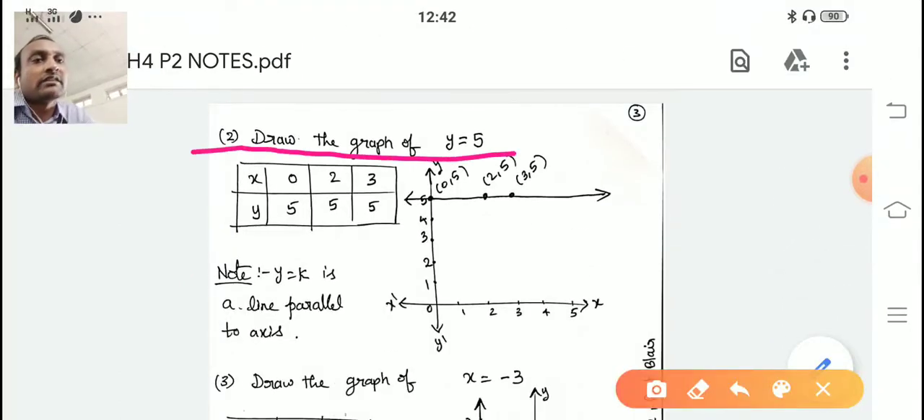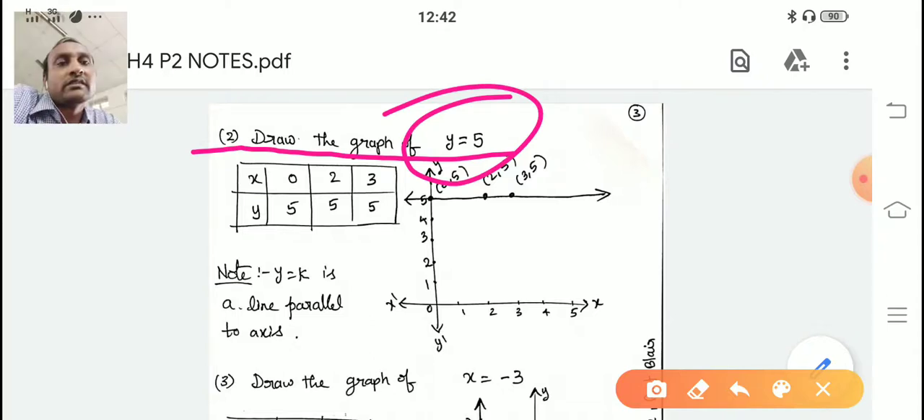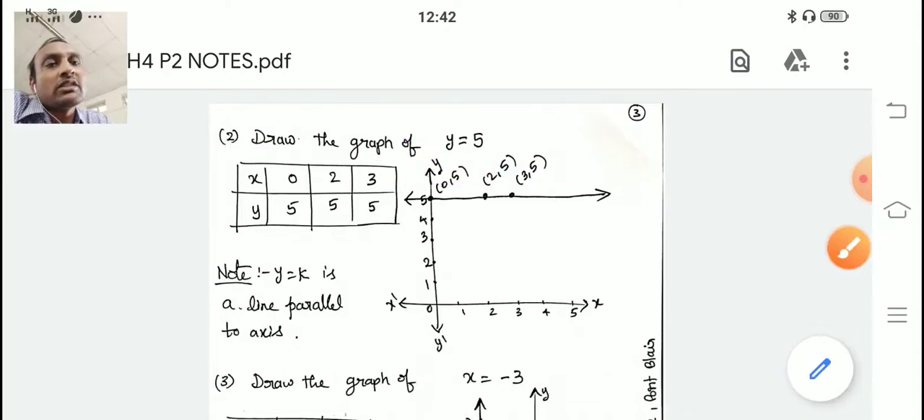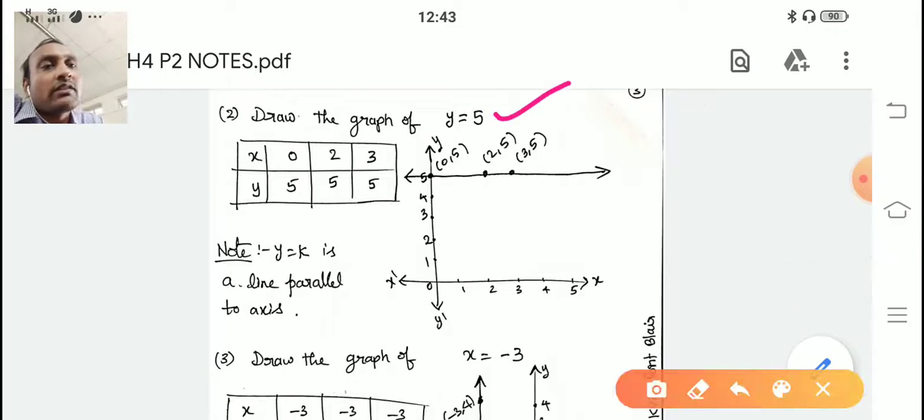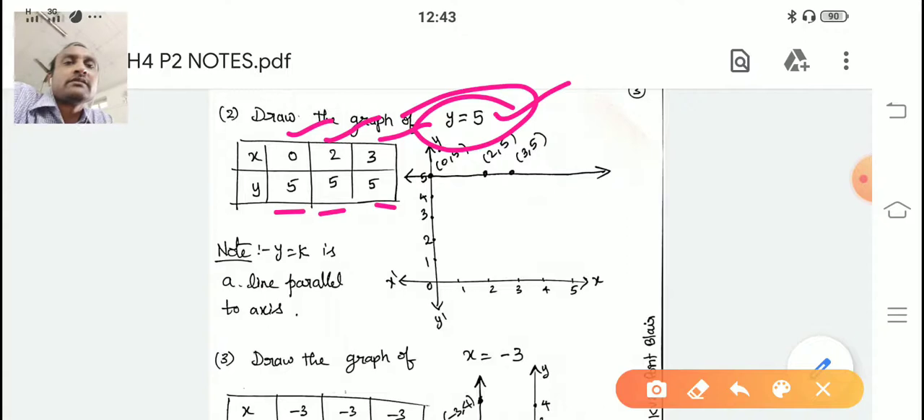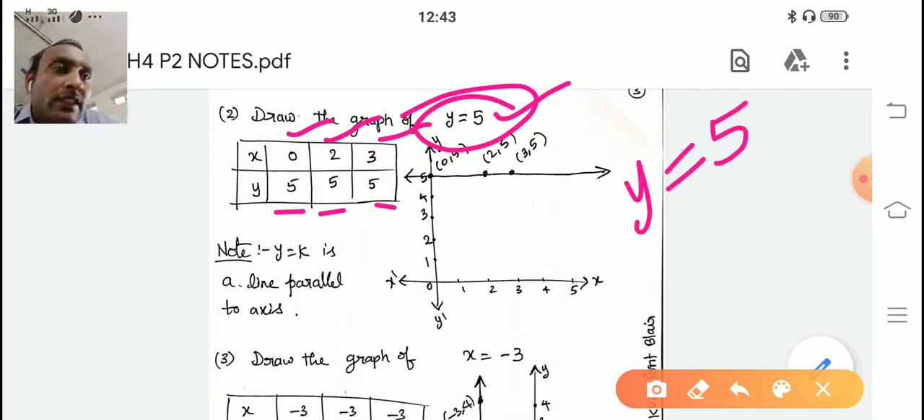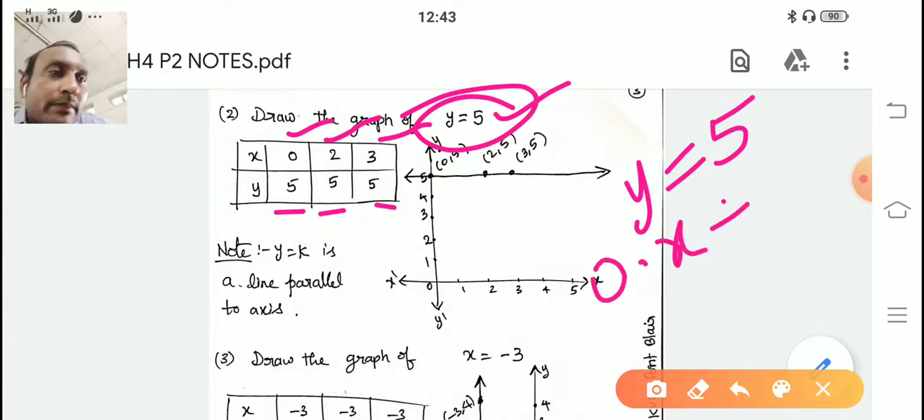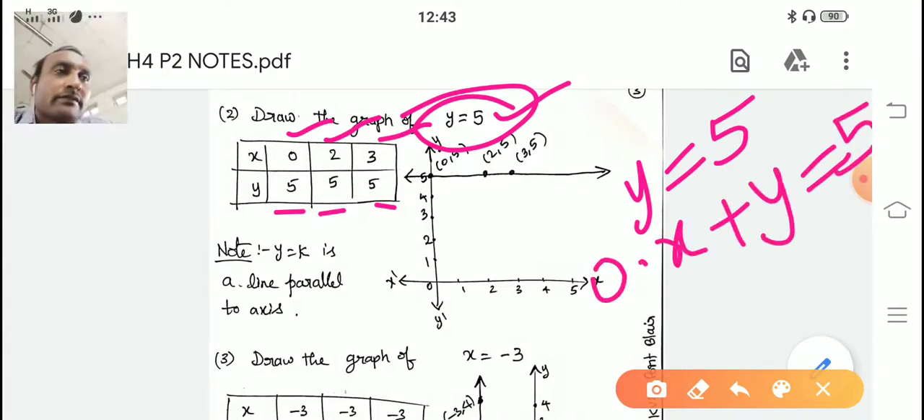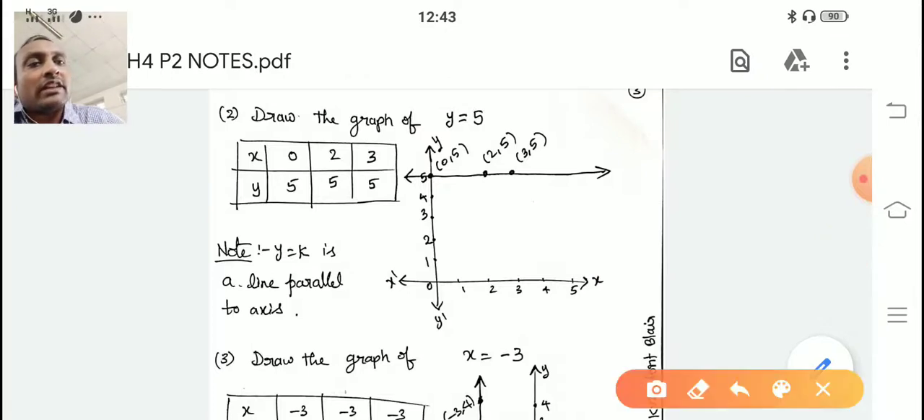Draw the graph of y is equal to 5, that means the x coefficient is not there. Whatever values of x I take, 0, 2, 3, the y value will be 5 only, not changing, because x is not there to substitute. In the general form, it is y is equal to 5, which I can write as 0 into x plus y is equal to 5. From this you understood that the y value will never change whatever x value I take.